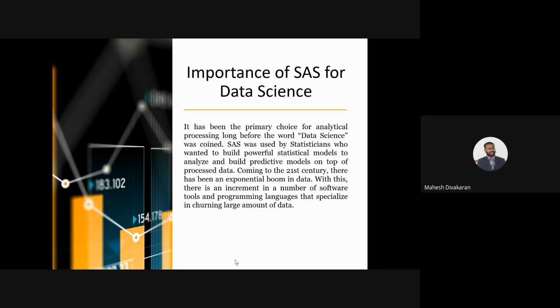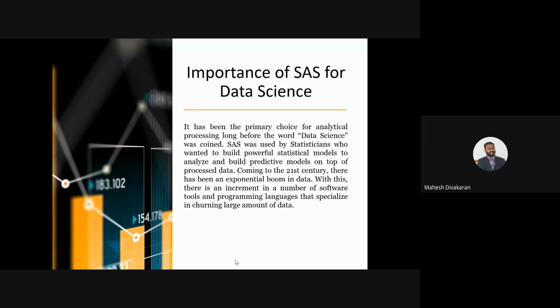Getting a SAS certification gave you a lot of opportunities, and SAS was established before Python and the others were developed and came to play a major role in data science. Before the word data science existed, SAS was famous and was the primary choice in the analytical industry. After that, depending on the industry, companies chose different tools, but many companies still use SAS because of its simplicity, efficiency and reliability, which is an important factor in SAS.